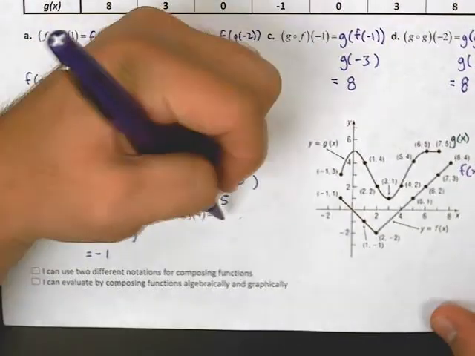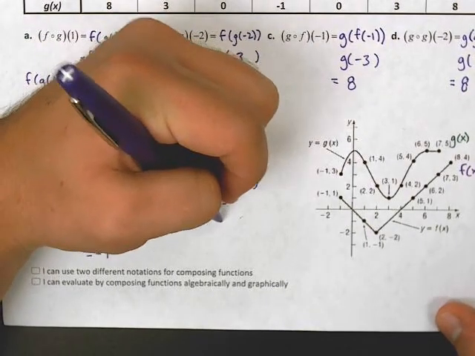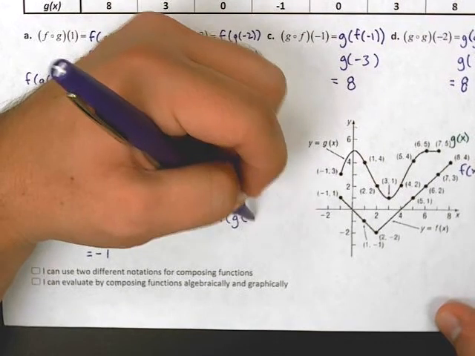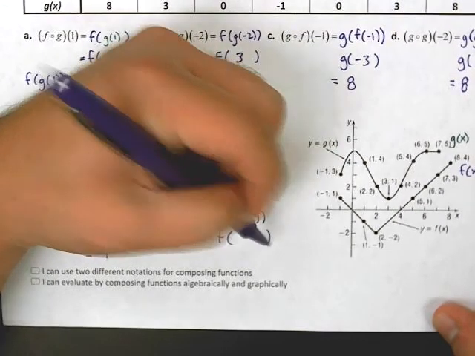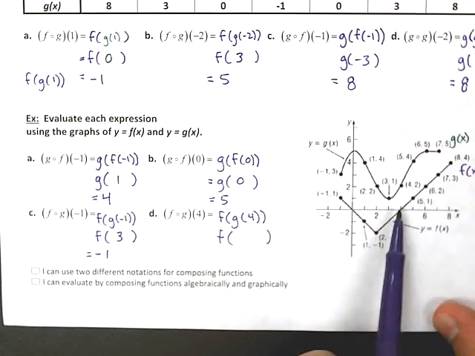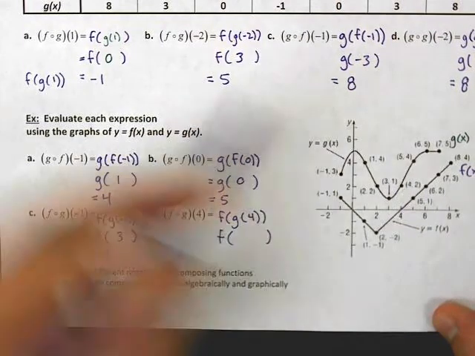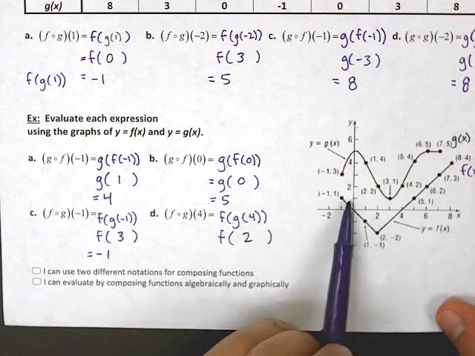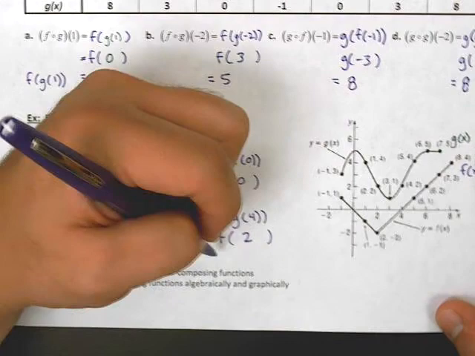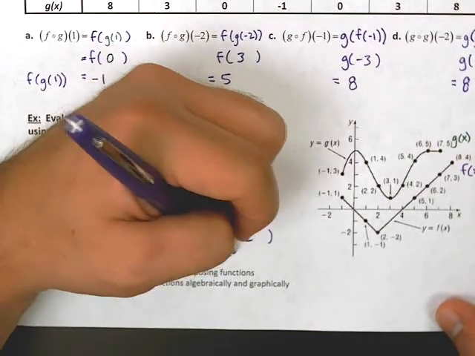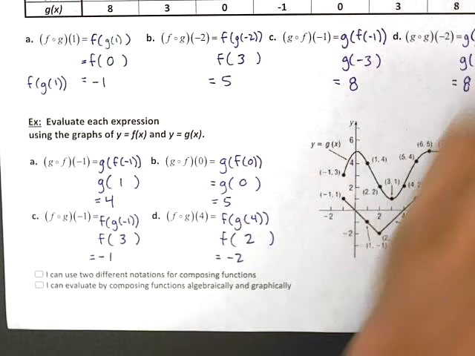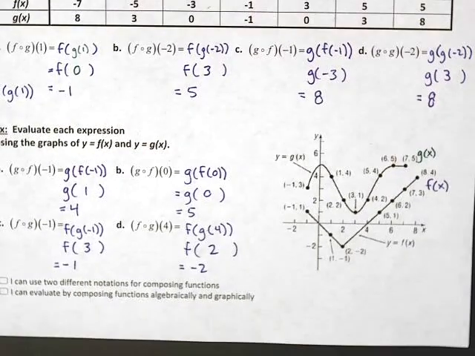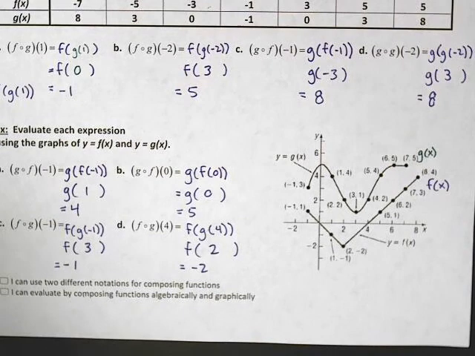And lastly, f of g of 4. So I need to find g of 4. g of 4 is right here at 2. And then I plug 2 into my f function, which is down here, with an output of negative 2. Okay, so this is just a brief introduction to composition of functions.